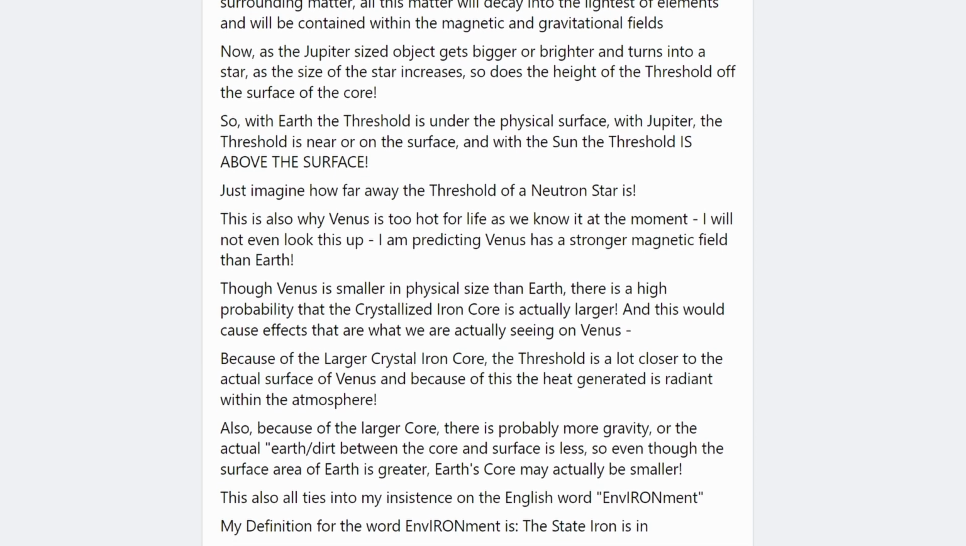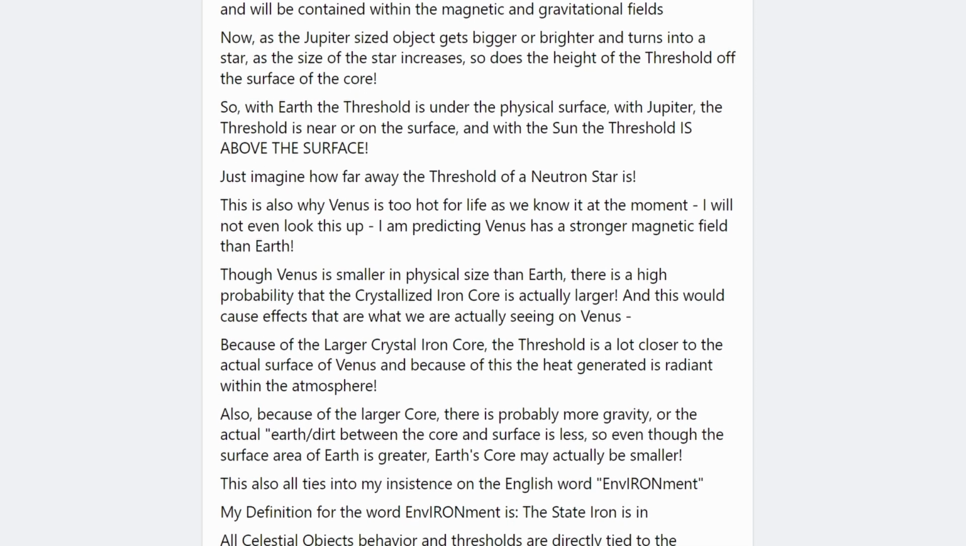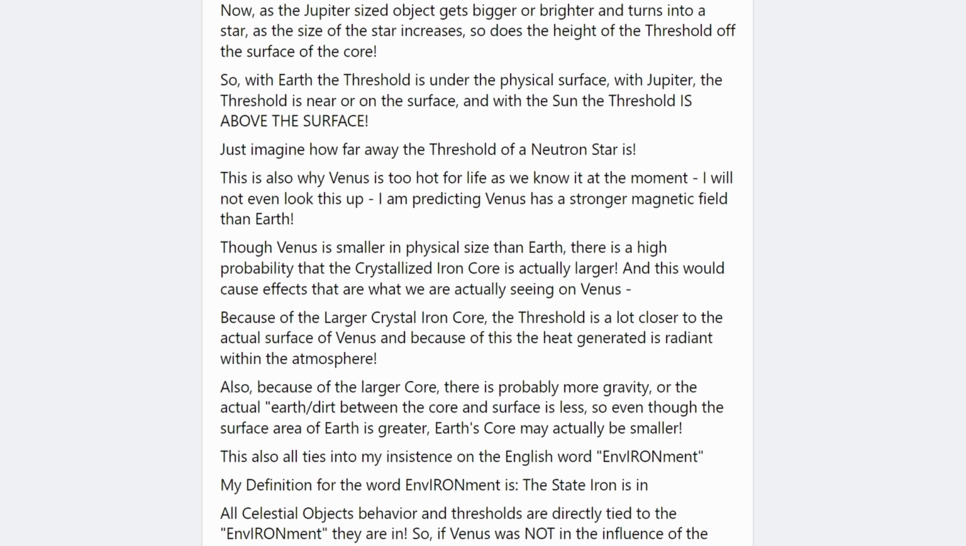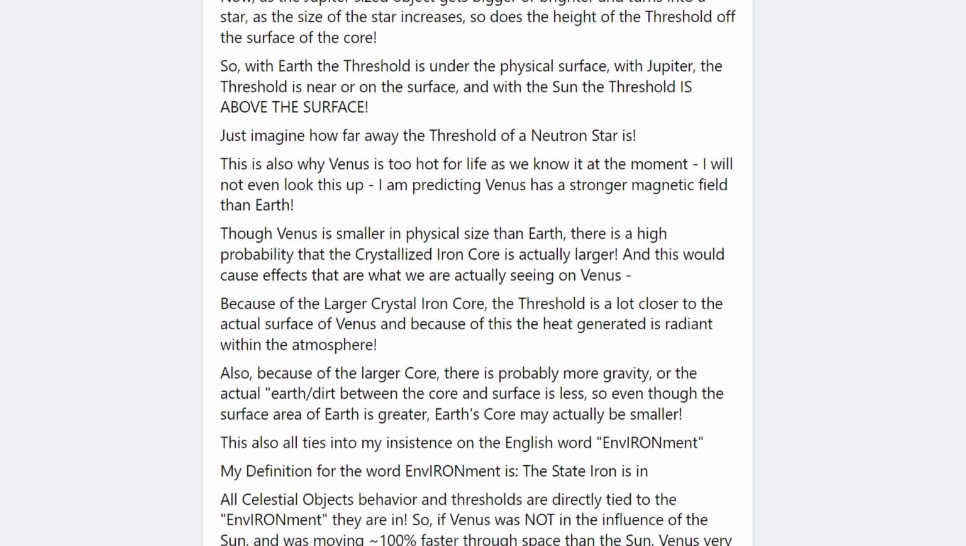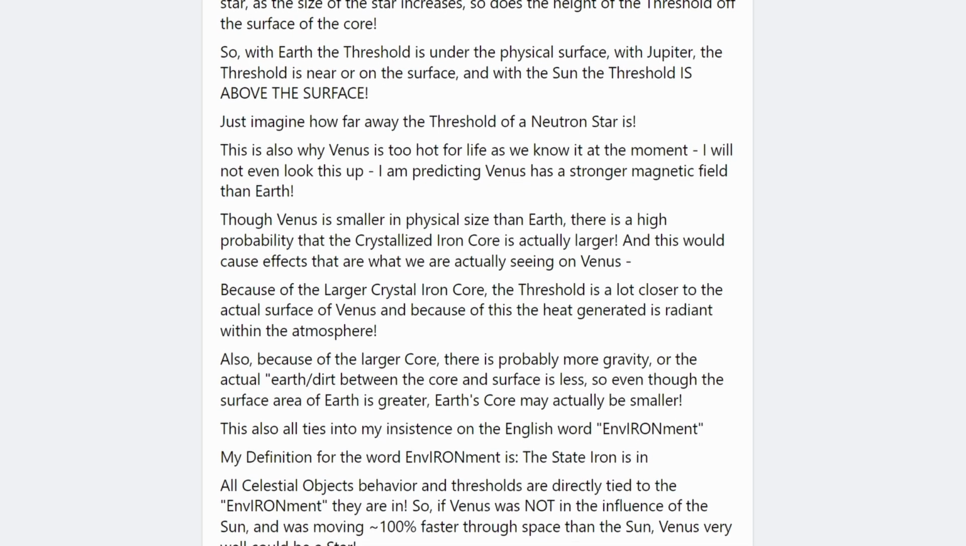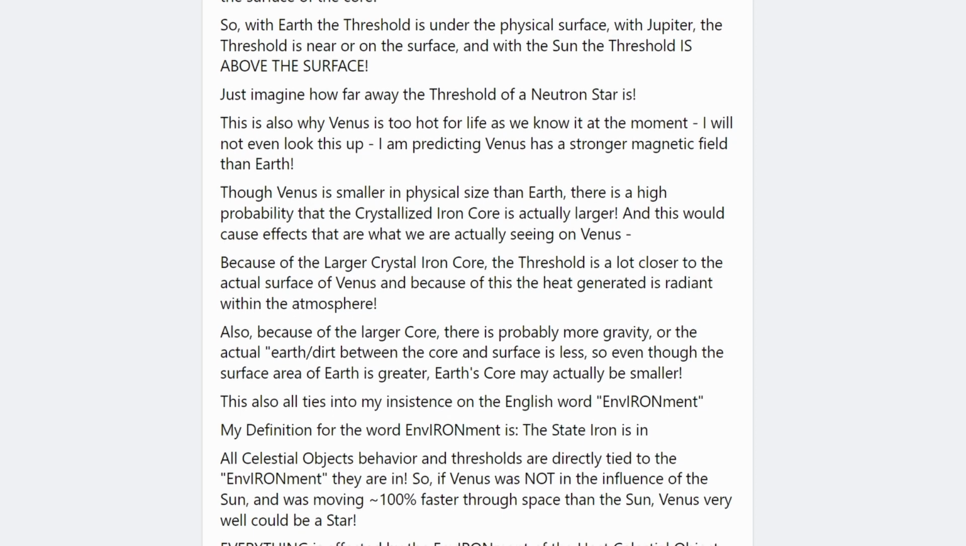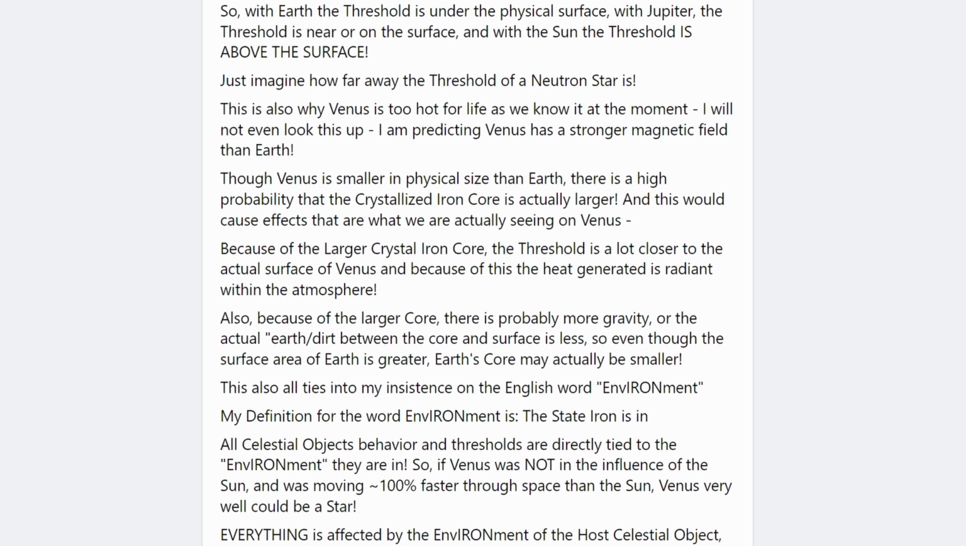Because of the larger crystal iron core, the threshold is a lot closer to the actual surface of Venus, and because of this the heat generated is radiant within the atmosphere. Also, because of the larger core, there is probably more gravity, or the actual Earth/dirt between the core and surface is less, so even though the surface area of Earth is greater, Earth's core may actually be smaller.